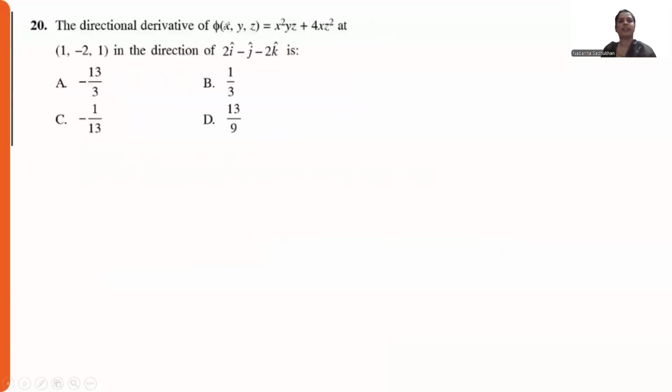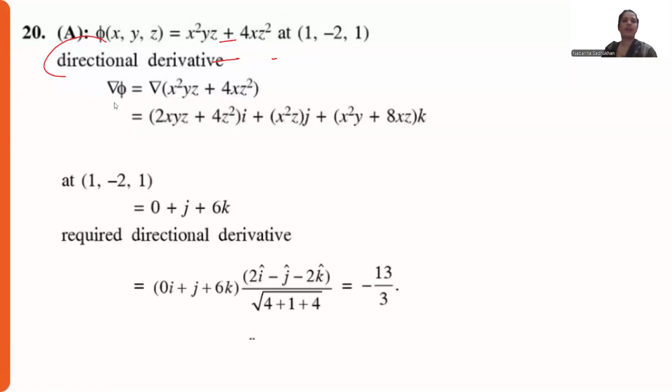Okay, so here we have to find the directional derivative of this in the direction of this at this point, okay? So first we have to find the gradient. So the gradient of phi is given by grad of (2x squared yz plus 4xz squared). So we have (4xyz + 4z squared) i cap plus x squared z j cap plus (x squared y + 8xz) k cap, and at the point (1, -2, 1) it is given by 0 plus j plus 6k. So the required directional derivative is going to be the dot product of this. So from there we get the answer to be minus 13 by 3. So we can say that option A is going to be our correct option, right?